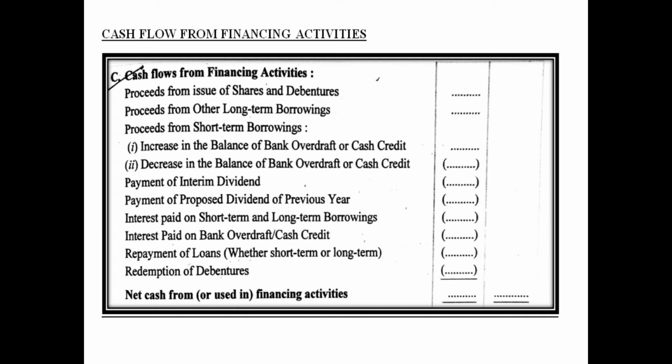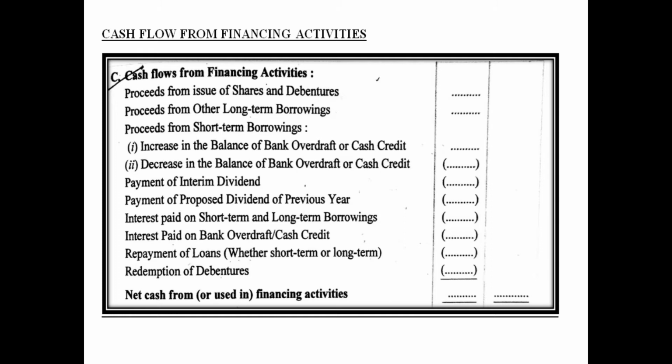On the contrary, if there is a decrease in the balance of bank overdraft or cash credit, this will imply that the amount of bank overdraft or cash credit has been repaid, and that's why it has a decrease. So therefore that amount will be shown as a cash outflow and it will be deducted under financing activity.